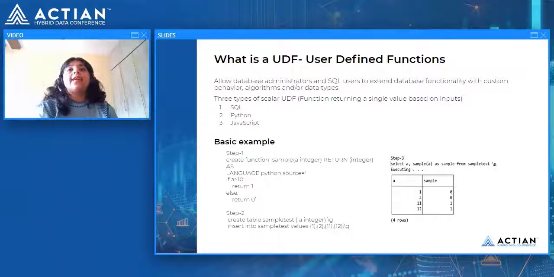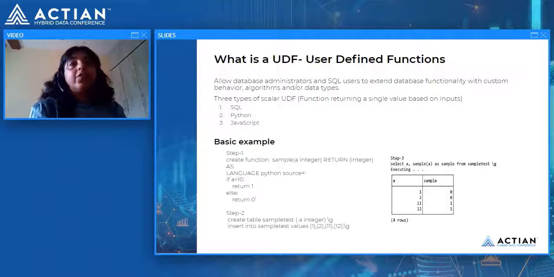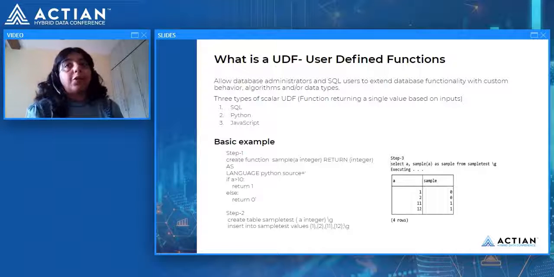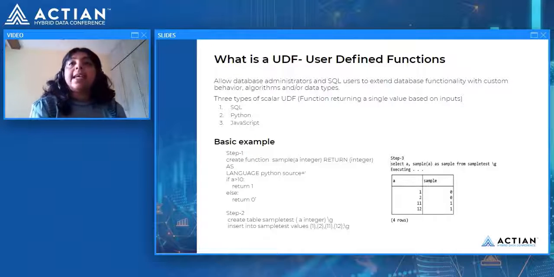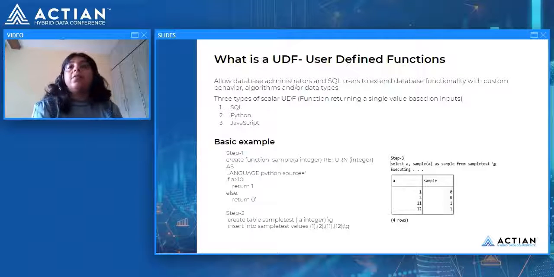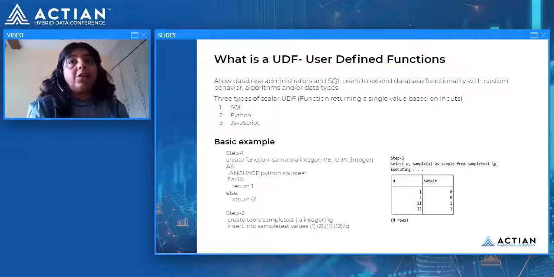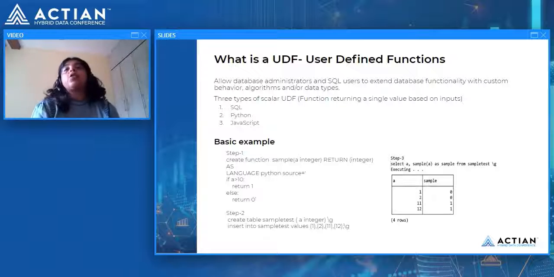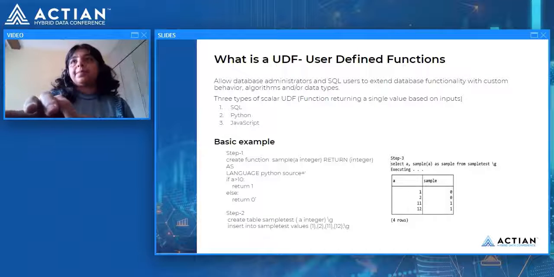How do I call my UDF? I simply pass the name of the UDF, which is sample, and my input value from that table. So: select A, sample(A) as sample from sample test. It gives me 0 for all the values which are less than 10, and it gives me 1 for all the values which are greater than 10. And that is what my UDF is doing there. So that is a simple exercise to explain how a UDF actually works.